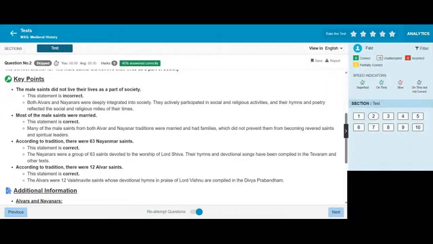This statement is false. Both Alvars and Nayanars were deeply integrated into society. They actively participated in social and religious activities, and their hymns and poetry reflect the social times.